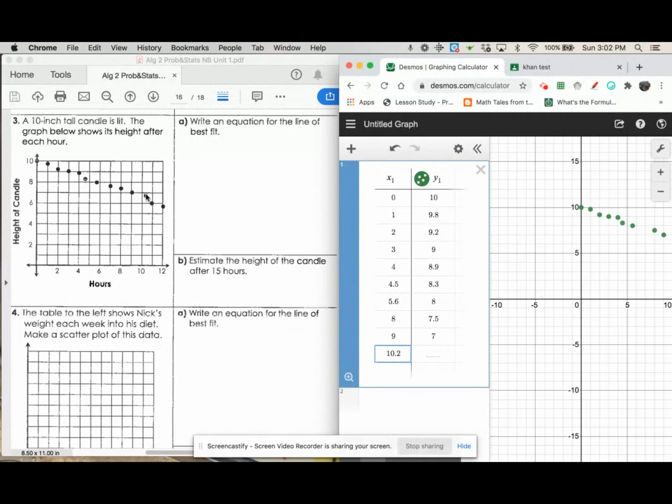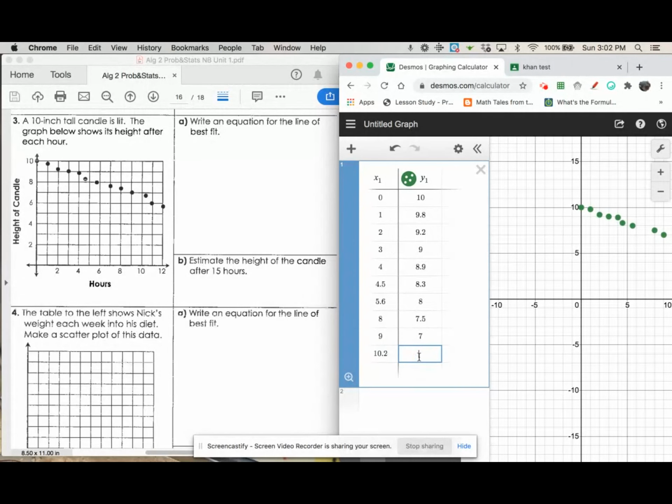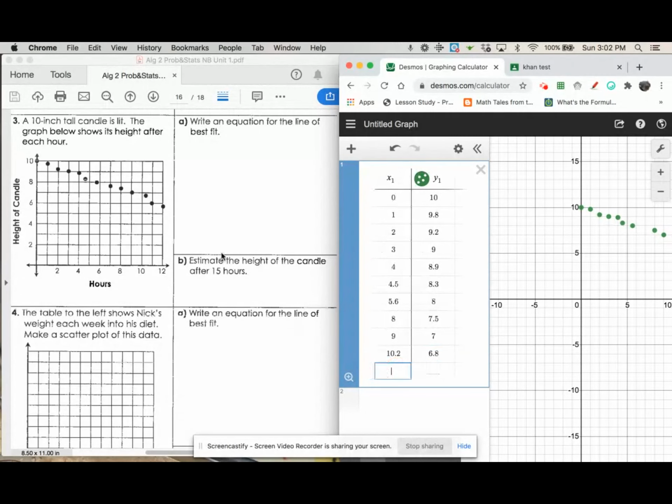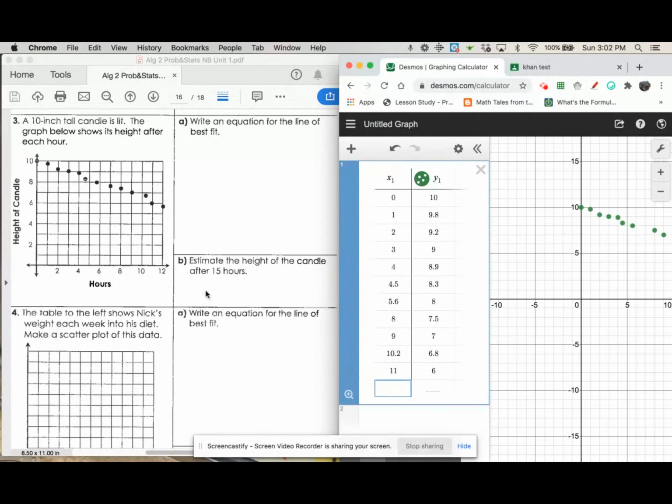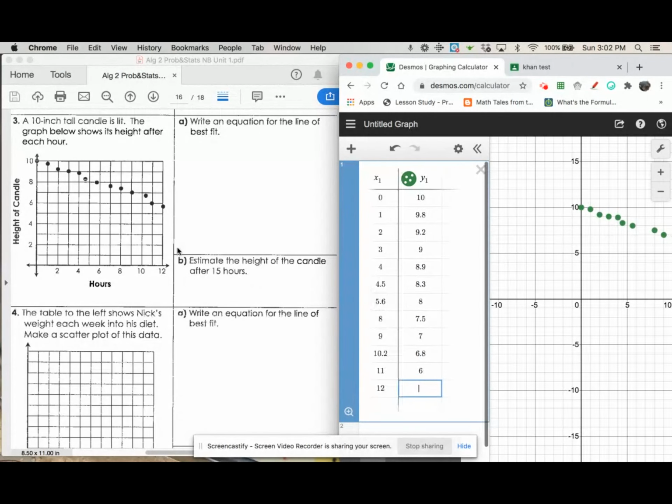And then if I look over here, it's below the 7, so maybe 6.8 inches. This point here is right at 11, and it looks like it's right at 6. So that point's an easy point to ID. And then the last one, 12. It's at 12, so we'll put 12. And then over here, it's below 6. We'll say 5.8. And there is your candle data.